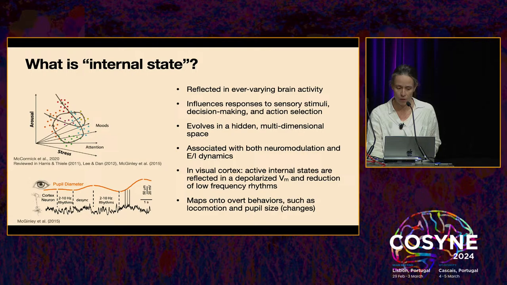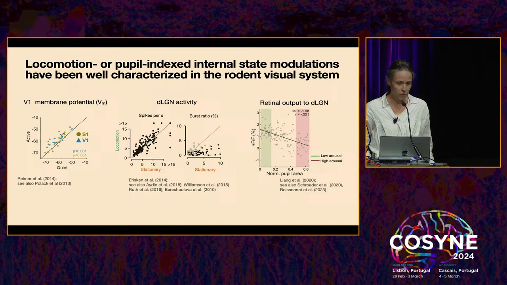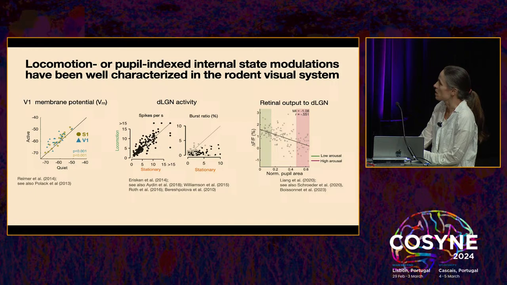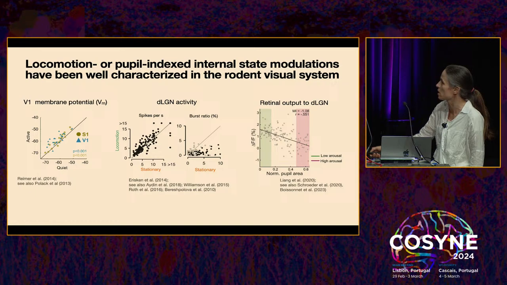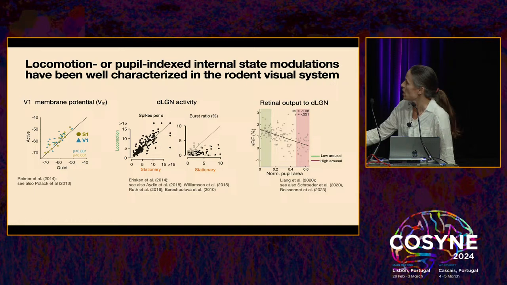So these locomotion and pupil-indexed internal state modulations have been very well characterized along the entire rodent early visual system. Here you can see the data for this V1 membrane potential enhancement during active states versus quiescence. You can see that membrane potential is typically depolarized during active states. This is also true for the primary somatosensory cortex.